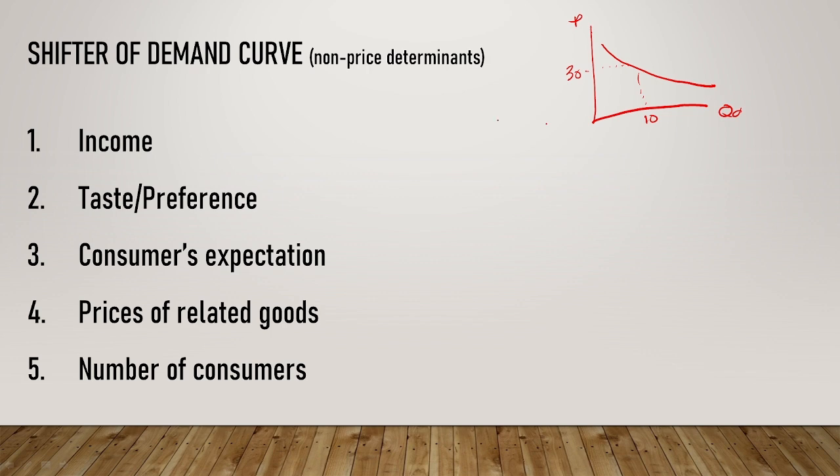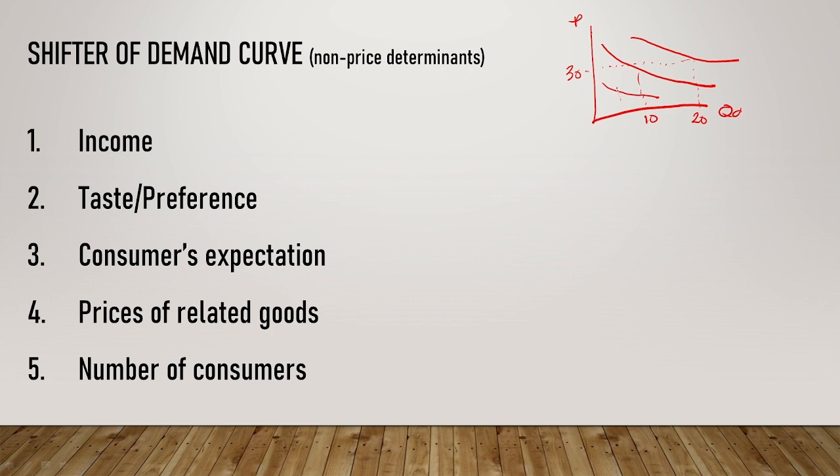Now, if we talk about the shifter of demand, even though the price of our product does not change, the QD will change. For example, our demand curve shifts outward. So now we have our new demand curve. At a price of 30, instead of 10, it becomes 20, because something happened because of the shifters of demand. It can also shift inward, which means decreasing.